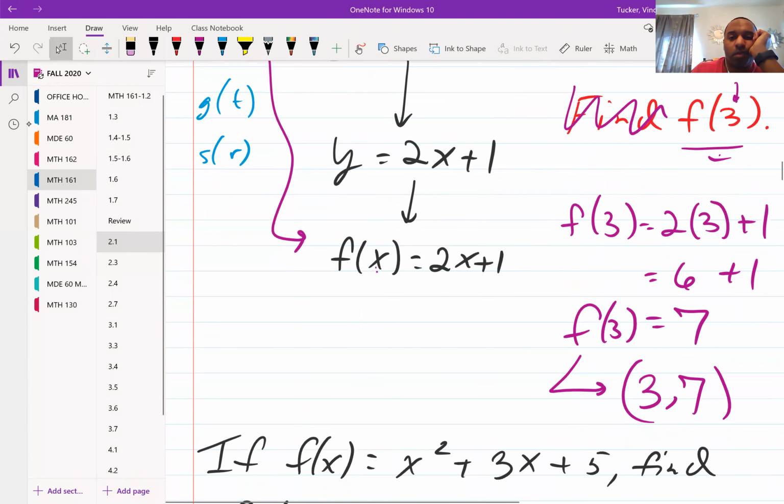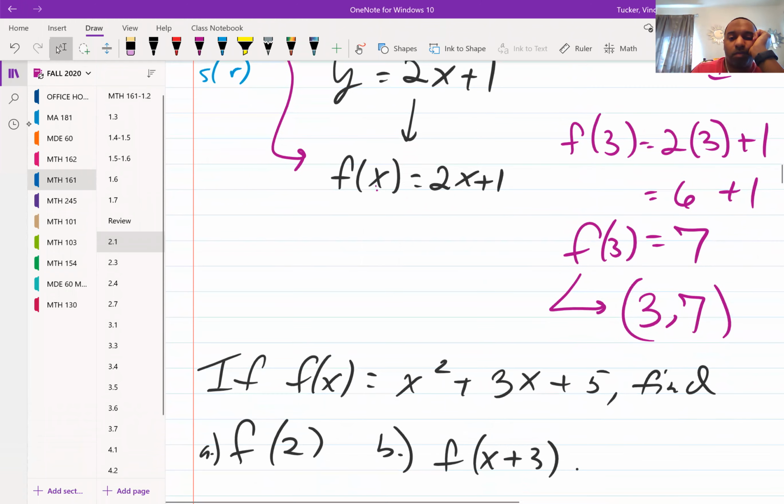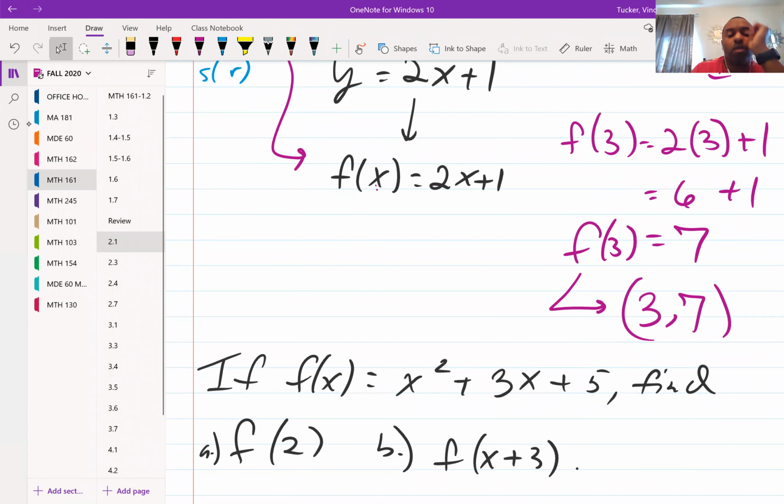All right, scrolling up. First example, we have f of x. If f of x is equal to x squared plus 3x plus 5, find f of 2, and then find f of x plus 3.